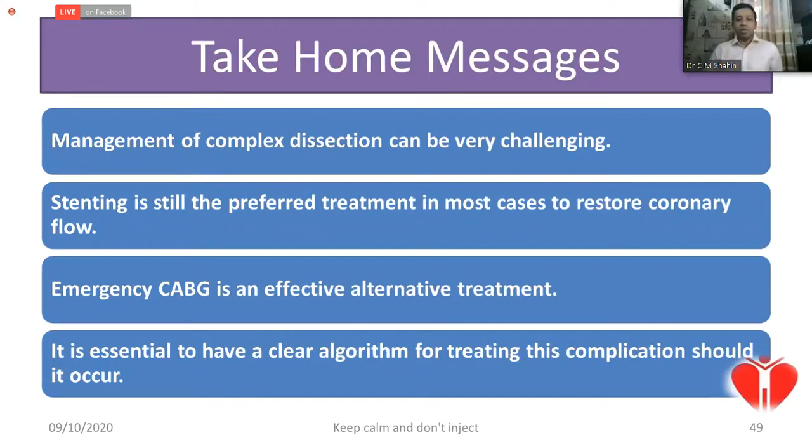So my take-home messages: management of complex dissection can be very challenging. Stenting is still the preferred treatment in most cases to restore coronary flow. Emergency CABG is an effective alternative treatment. It is essential to have a clear algorithm for treating this complication should it occur.